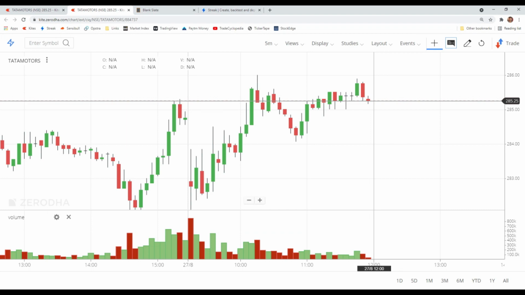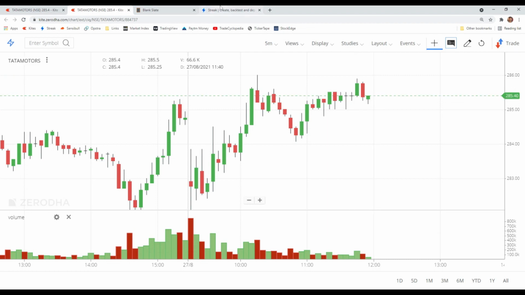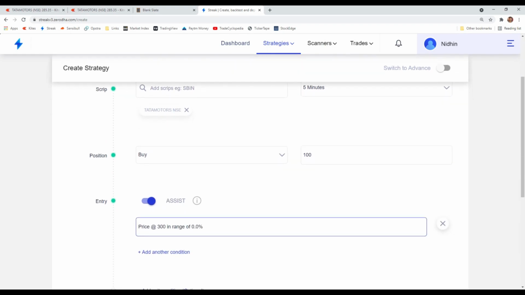and suddenly a bullish candle comes and the price shoots up, and a trade happens at 300 rupees, then Streak will send a buy order of 100 quantities of Tata Motors. It will be a market order. So it's not necessary that it buys exactly at 300, but an entry signal will be triggered when Tata Motors traded at 300 rupees. That is very important, because the range we have specified is zero. So the price has to be exact: when a trade happens at exactly 300 rupees, a buy signal will be triggered.